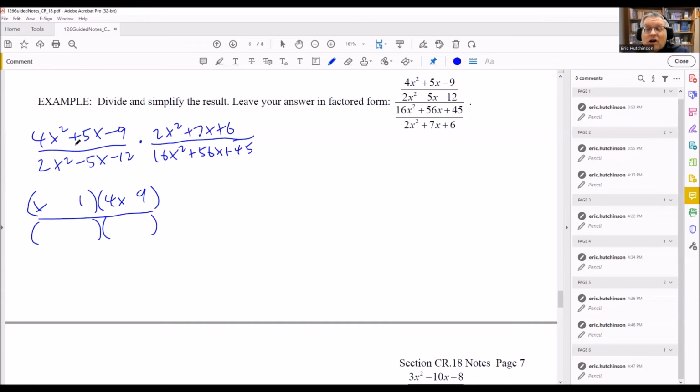So again, trial and error sometimes takes a little bit longer to do than the grouping method, but that is a method that you can use. We want 5, so we're going to do a plus 9, and we want to do a minus 1 here. Okay, so when we multiply it, we will get the 5x. So finally, we got what we're looking for.